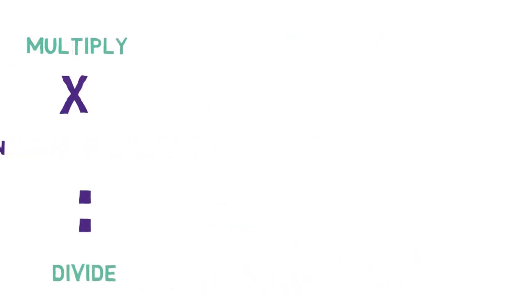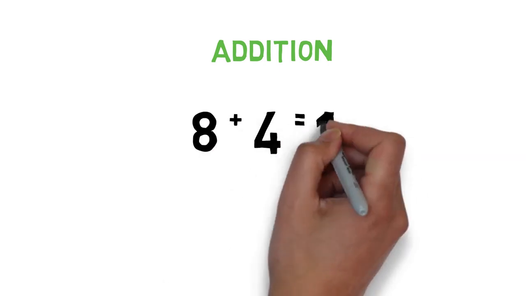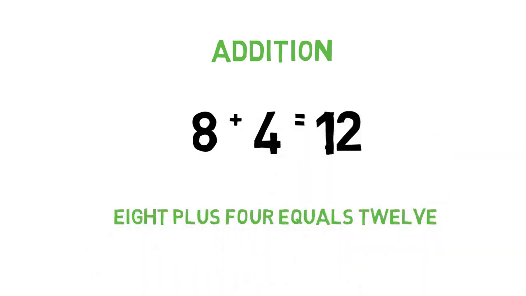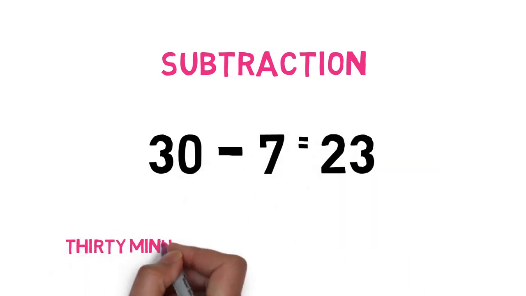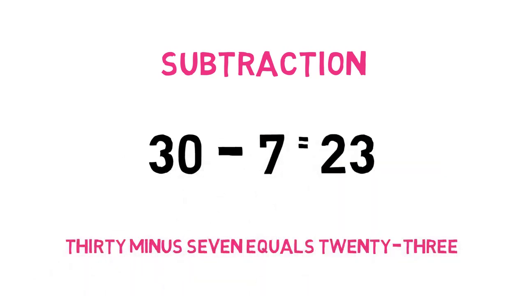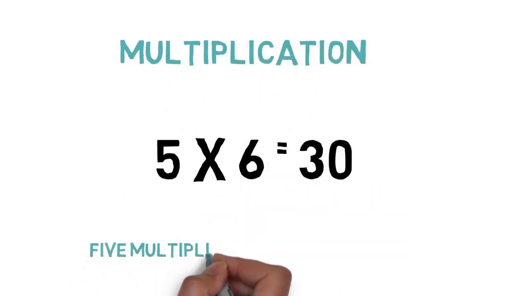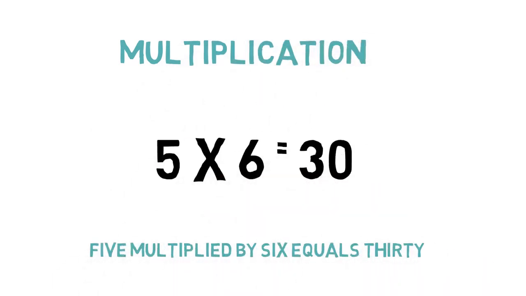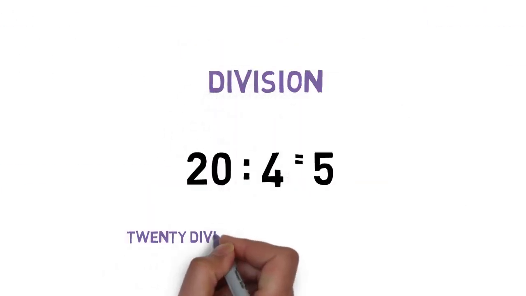Equals. Addition. 8 plus 4 equals 12. Subtraction. 30 minus 7 equals 23. Multiplication. 5 multiplied by 6 equals 30. Division. 20 divided by 4 equals 5.